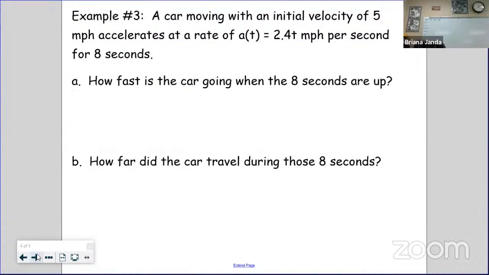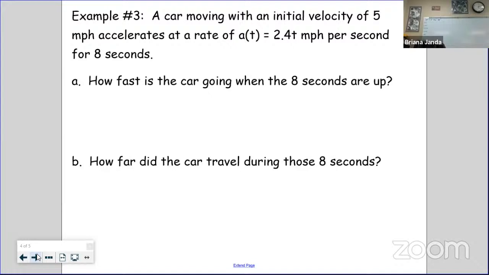All right, last example today. Particle moving along our x-axis again. And it says we have a car moving, just kidding. Car moving with an initial velocity of 5 miles per hour. It accelerates at a rate of a of t equals 2.4 t miles per second for 8 seconds.